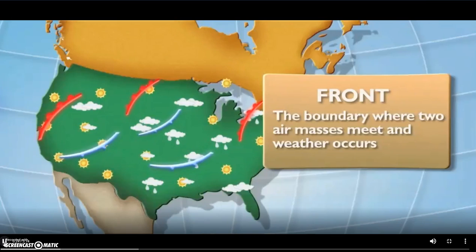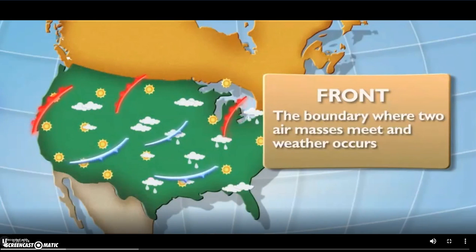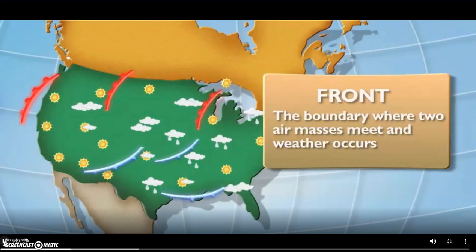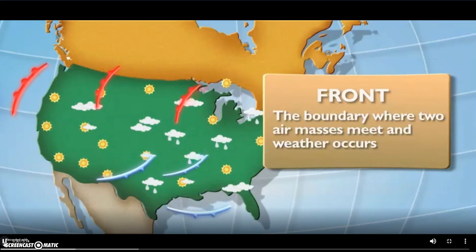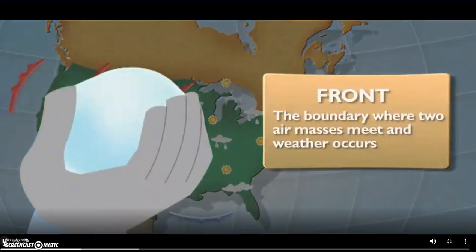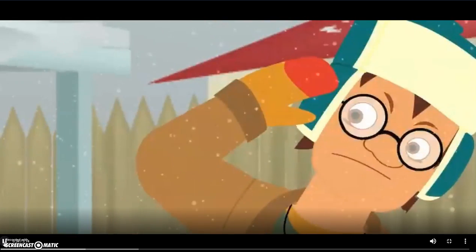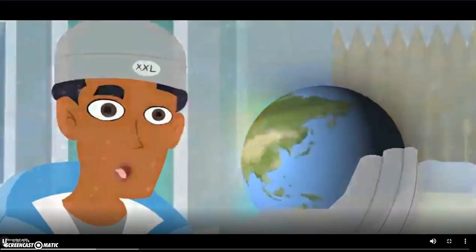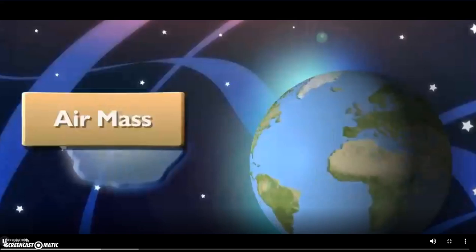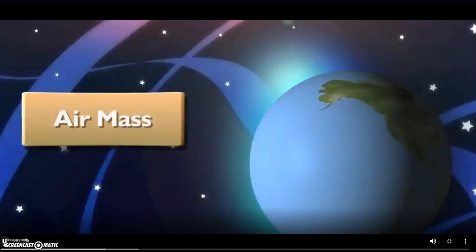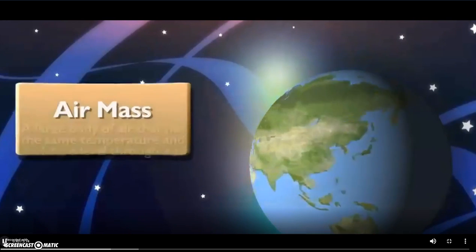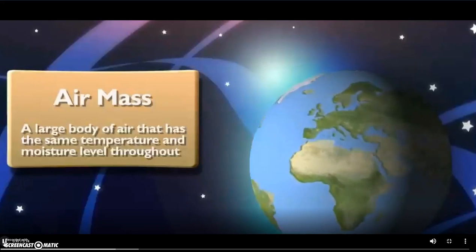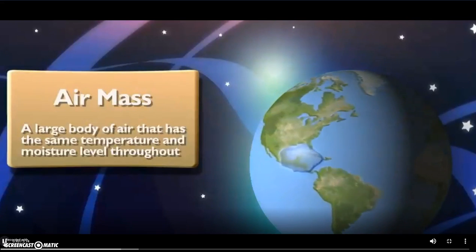What? A cold front? A front is the boundary where two air masses clash, and weather, like snow, occurs. There are warm and cold fronts. I'll demonstrate. No, don't! Just tell me. I'm not gonna throw it at you. Listen, you know what an air mass is, right? A big massive blob of air? Kinda. An air mass is a large body of air that has the same temperature and moisture level throughout.